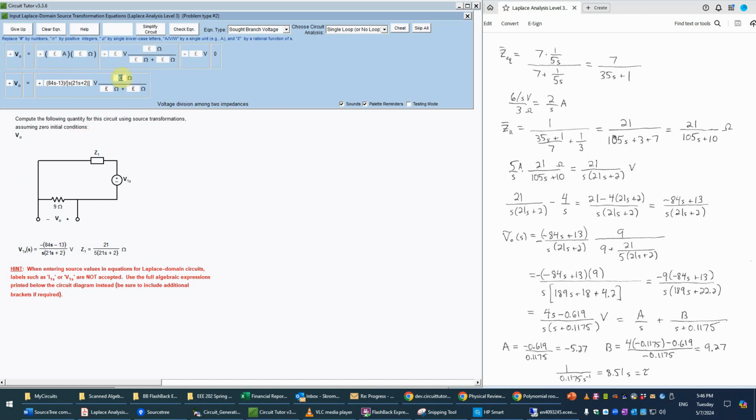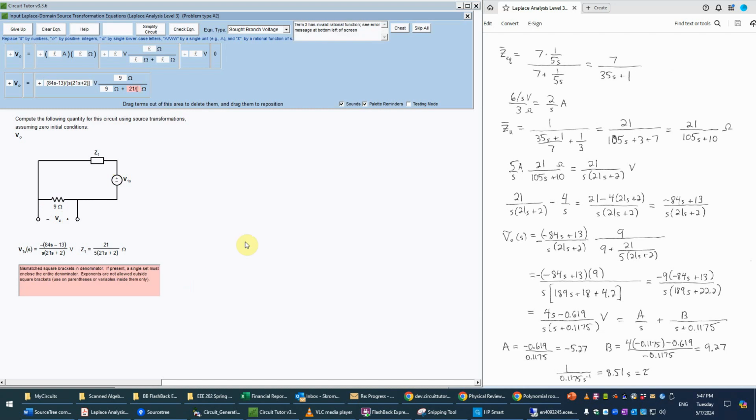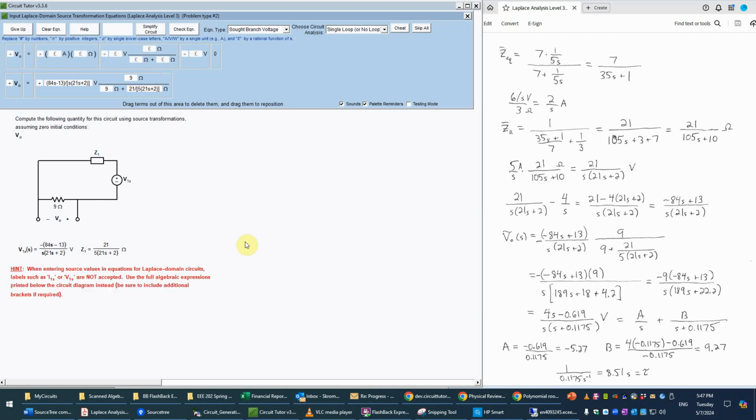And then we want our impedance of interest. So that's going to be the 9 ohm, because that's where our sought voltage is. So we put 9 there. And then we'll put that also here. And then the other impedance would appear over here. Of course the order doesn't really matter in the denominator, but I'm just going to put them both in. So that's going to be the 21 divided by, again, the bracket, the 5 now, times 21s plus 2, close parenthesis, close bracket. And so that should be the correct answer.